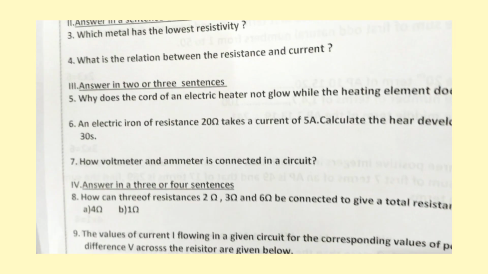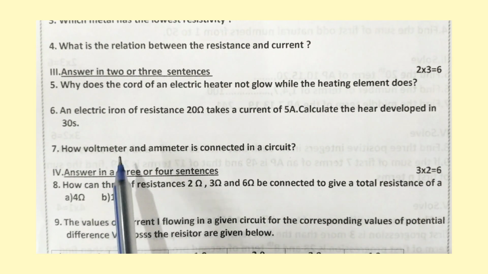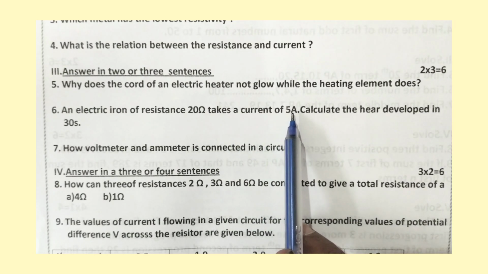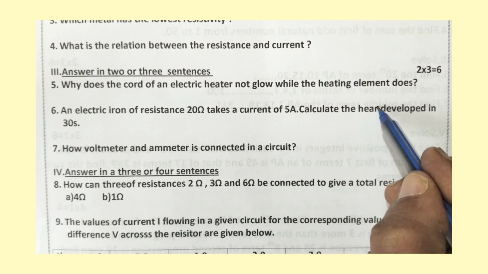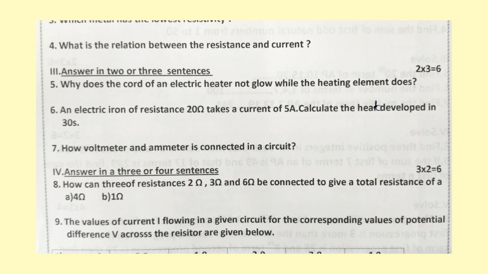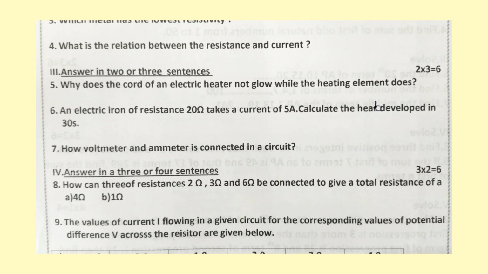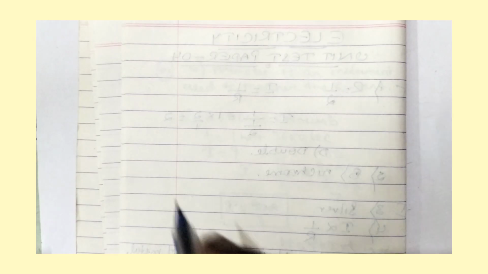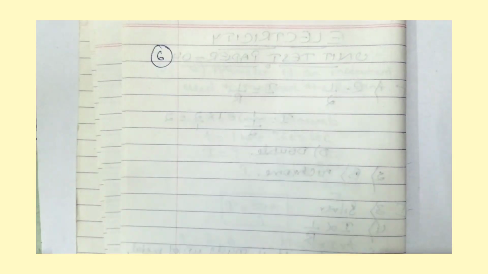Now let us move to the sixth one. An electric iron of resistance 20 ohm takes a current of 5 ampere. Calculate the heat developed in 30 seconds. So let us calculate how much heat is developed in 30 seconds. So let us move to the sixth question.